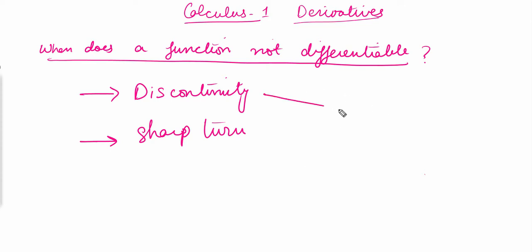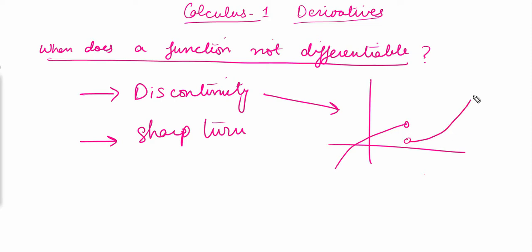By discontinuity, I mean if we have a graph like this. Here's the graph. As you can see, at this point, let's suppose it's x equals 2, we have a discontinuity in the function. The limit approaching from the left side and the limit approaching from the right side is not the same, so there's a discontinuity in the graph, so this function cannot be differentiable.